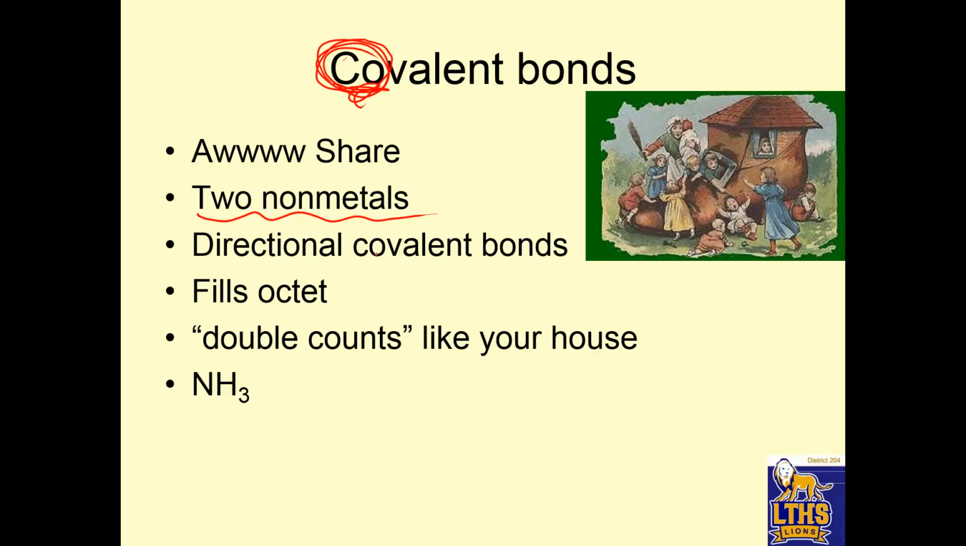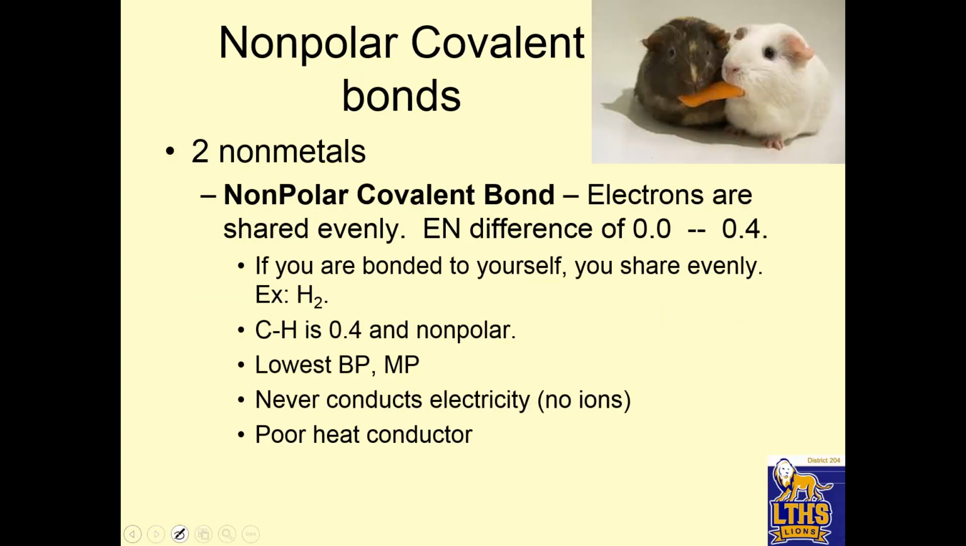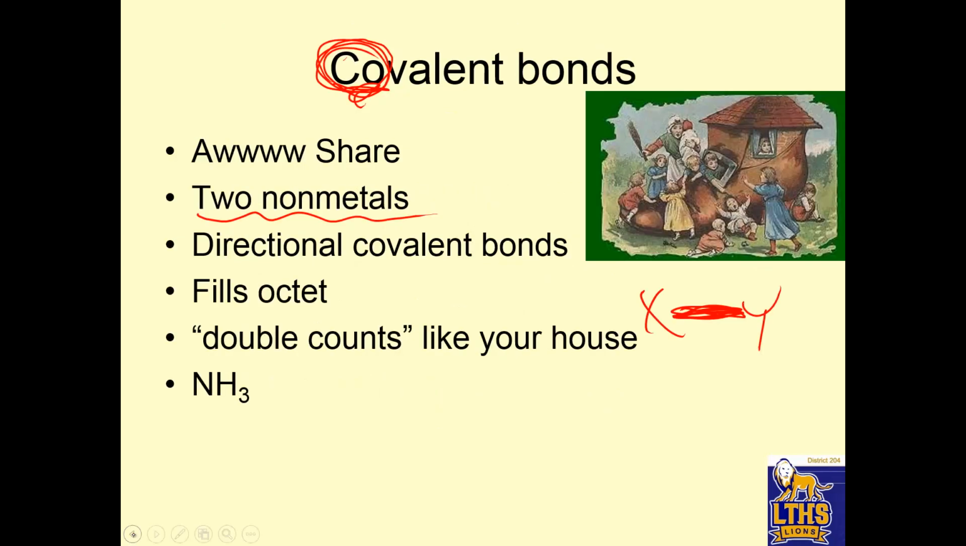But they're directional covalent bonds, meaning here's X, here's Y, these two people share, only two people share. It fills your octet, so remember, 8 is stable. And it double counts like your house. So for NH3, NH3 has electrons like this, and then you put the H's around.